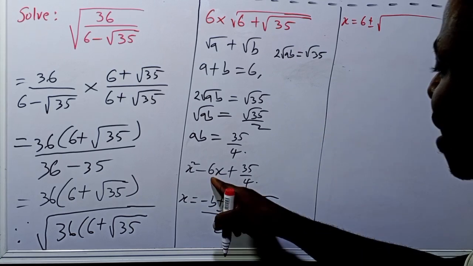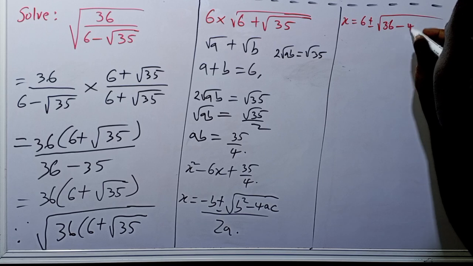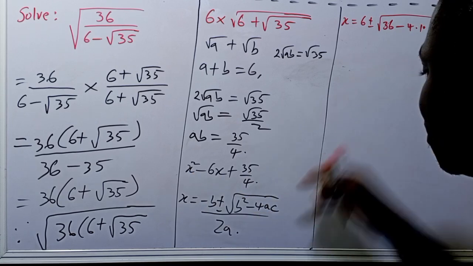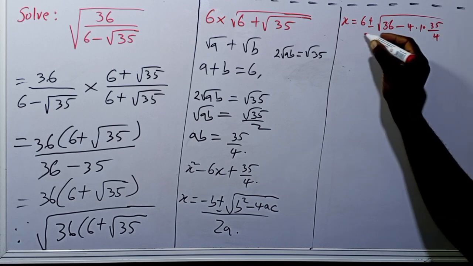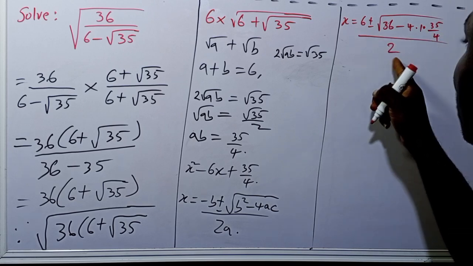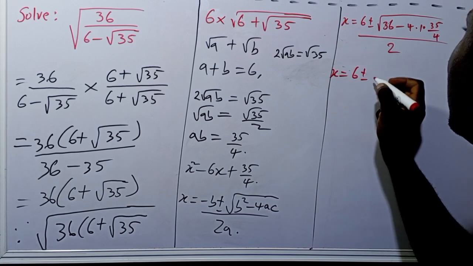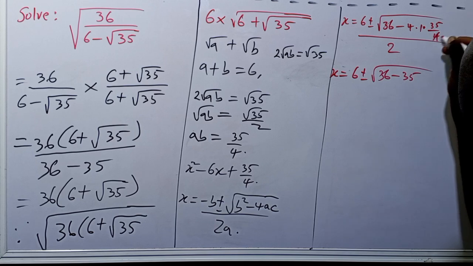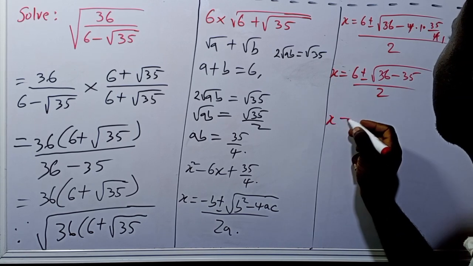What is our b squared? It is 36, minus 4 times the coefficient of a, which is 1, times c, which is 35 over 4, all over 2a, which is 2 times 1, which is 2. Now I have s is equal to 6 plus or minus square root of 36 minus 35. This will cancel the 4, then minus 35, all over 2.